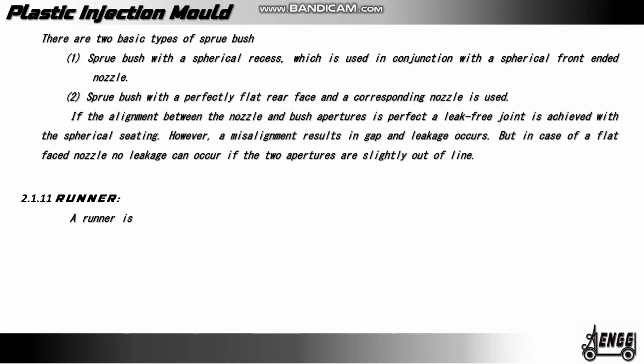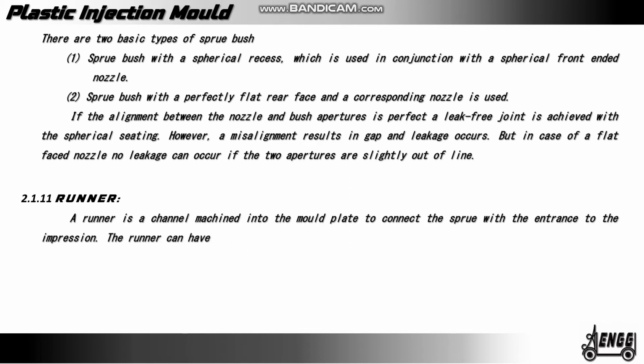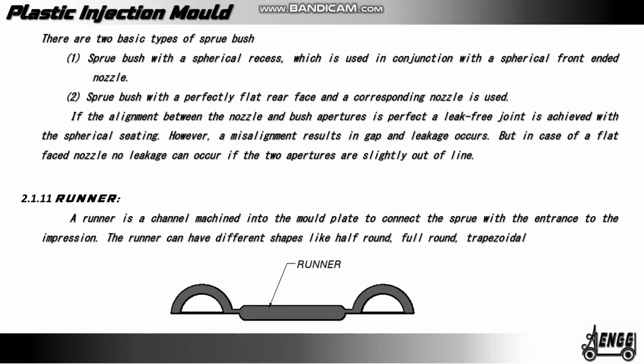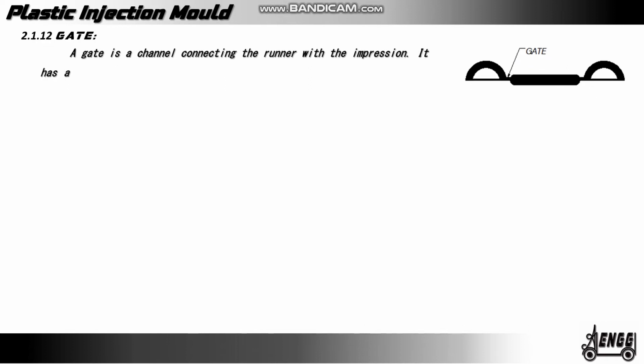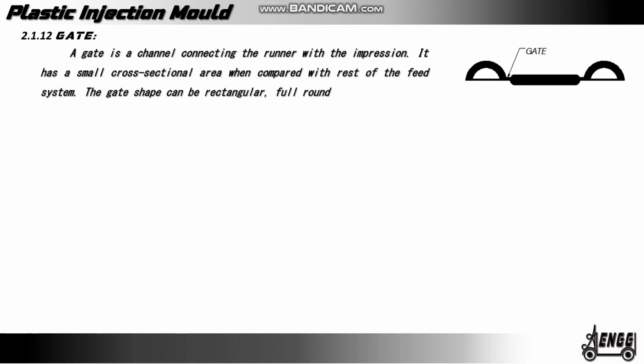A runner is a channel machined into the mold plate to connect the sprue with the entrance to the impression. The runner can have different shapes like half round, full round, trapezoidal, etc. Gate. A gate is a channel connecting the runner with the impression. It has a small cross-section area when compared with the rest of the feed system. The gate shape can be rectangular, full round, angular, etc.